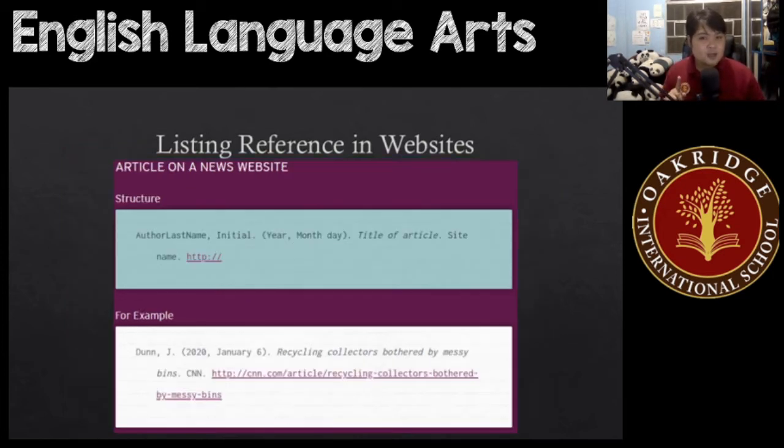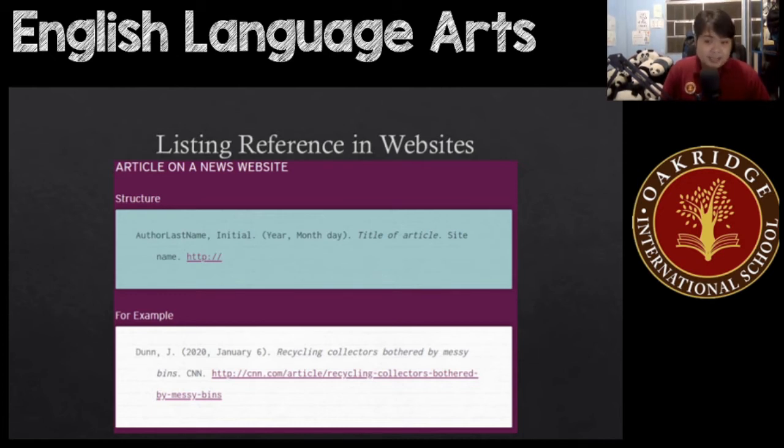Okay, so and sorry, one more: the article on a news website. Because sometimes you could also get information from news websites, like for example, CNN or ABS-CBN News or GMA News, right? Stuff like that, or Philippine Star. You could always get them from websites. What you do, same thing. Author's last name, then the initial, then the year, then the month, and the day. Make sure you put that properly. And then the title of the article, and then the site name, the name of the website, followed by the complete web page or web address.